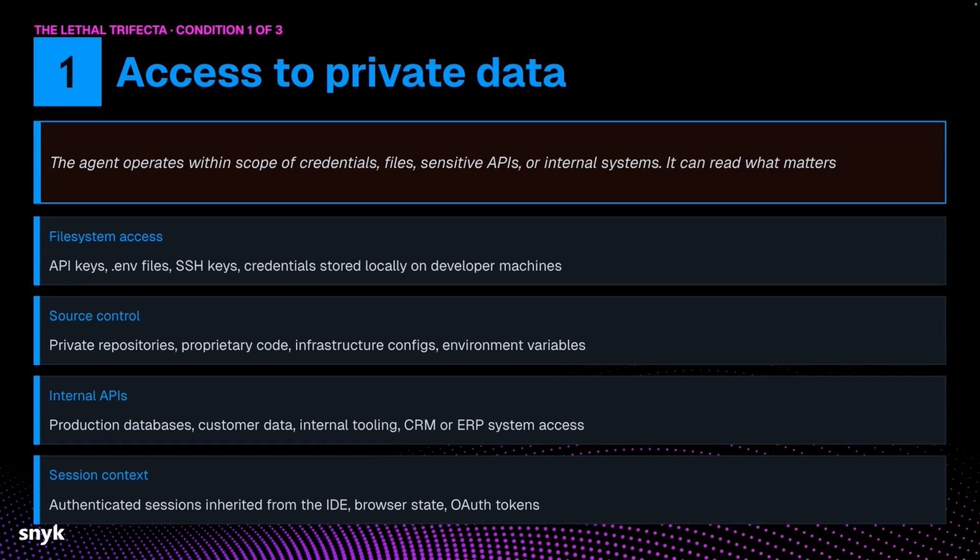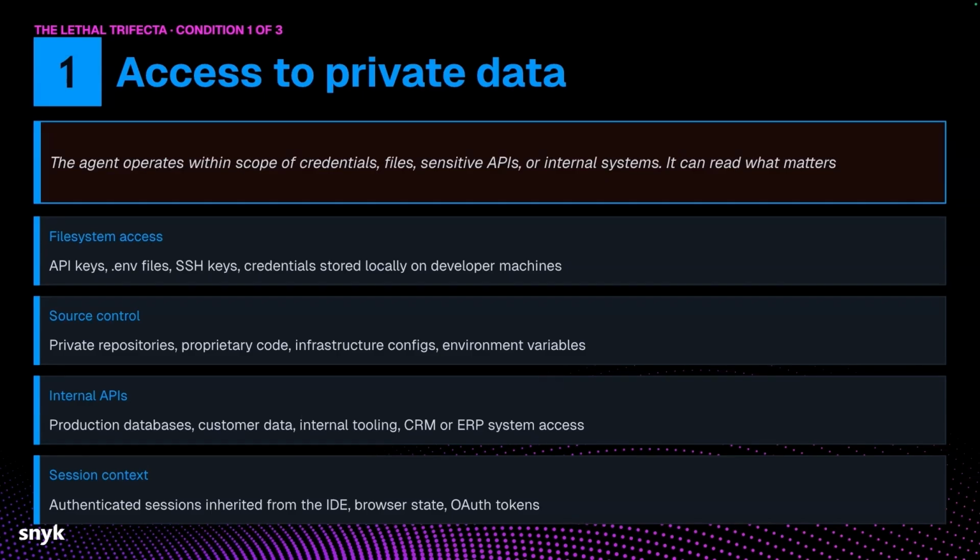So here you do have a few examples of what is encapsulated in private data. So file system access, API keys, environment files, SSH keys, credentials that are stored locally on developer machines. You have everything around the source control. So think about the private repos on GitHub, on GitLab, your proprietary code, which would also include your intellectual property, infrastructure configs. This would be your Docker, Kubernetes files, and just in general, the environment variables.